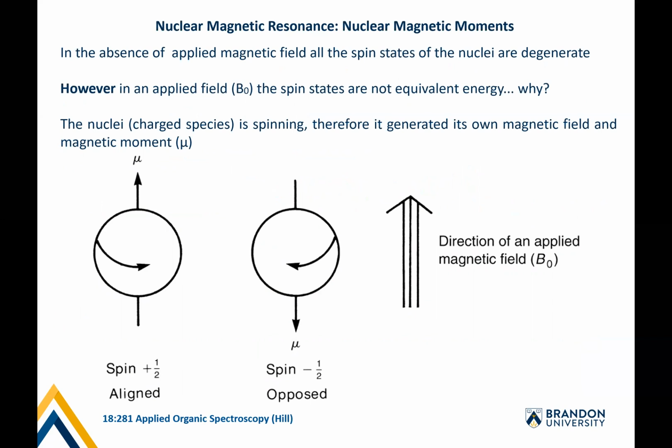Okay, so in the absence of a magnetic field, basically the spin states of all these nuclei are degenerate. So that means they're just, it's just random.